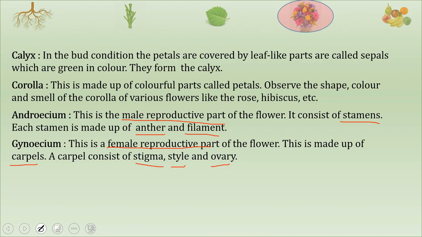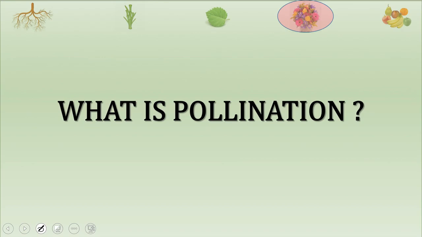Children, let us move to how the plants or the flowers reproduce. In that, the first concept is what is pollination. Let us observe.